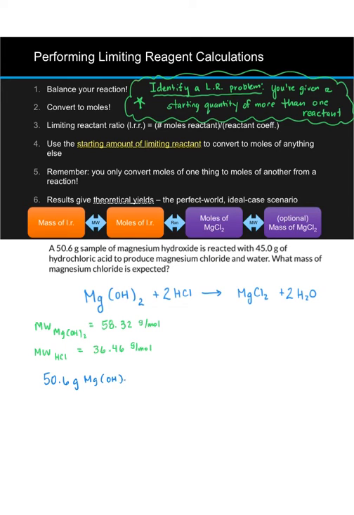To convert our starting masses into moles, we need to take 50.6 grams worth of magnesium hydroxide, divide by its molar mass, 58.32. We end up with 0.868. Take this one step further and calculate a limiting reactant ratio. The limiting reactant ratio is the number of moles of magnesium hydroxide, 0.868, divided by magnesium hydroxide's stoichiometric coefficient, 1.